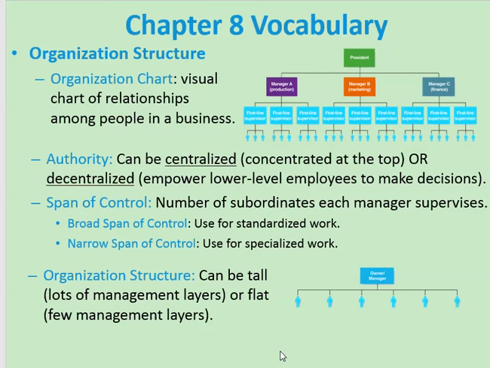And a tall organizational structure is when you have lots of layers of management. You might see that at larger organizations. For example, Walmart, they have their CEO, then they have their branch managers, then they might have one manager for the East Coast, one manager for the West Coast, one manager for overseas. They have a very tall organizational structure versus a flat one, which I normally think about as small business.